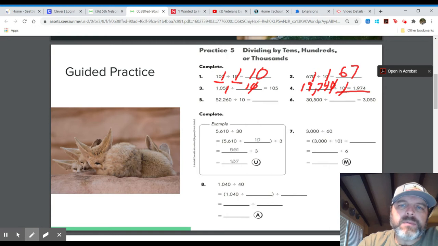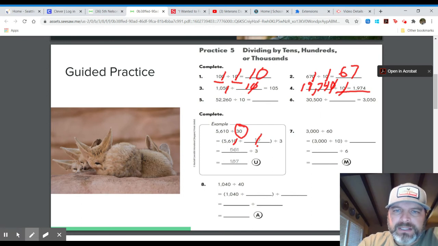All right, the next one. We have 5,610 divided by 30. So in this case, they're breaking it apart for you to make it a little easier. Remember, like we did with multiplication, they're breaking the 30 apart into a 10 and a 3. So they're first dividing it by 10. So we got rid of the 0 on the end, right? And then you have 561 divided by 3.